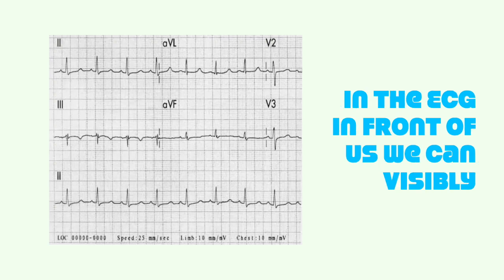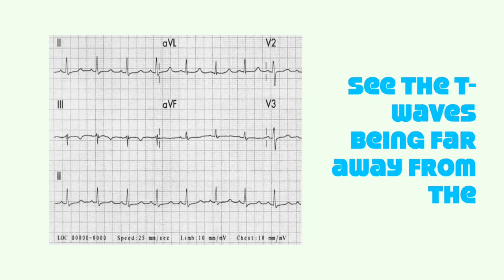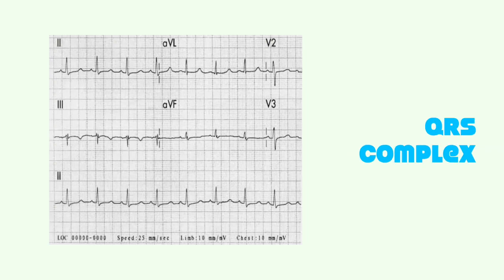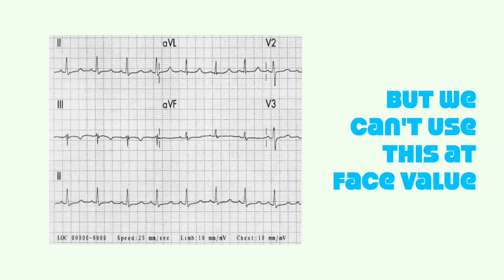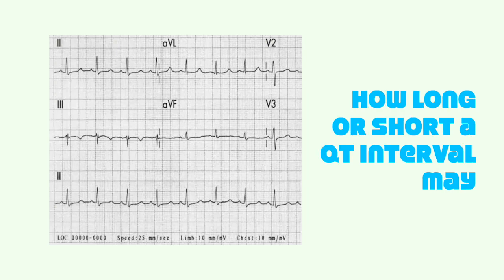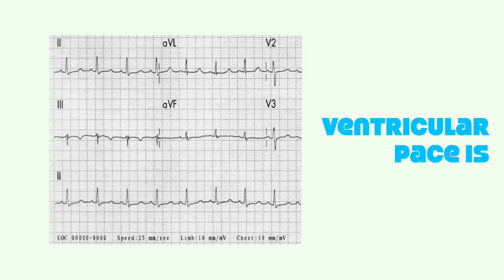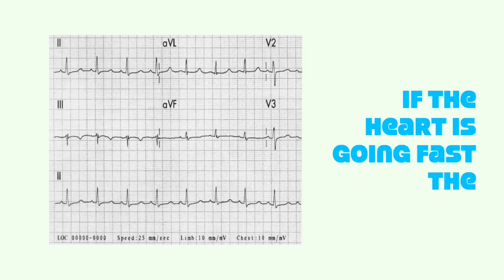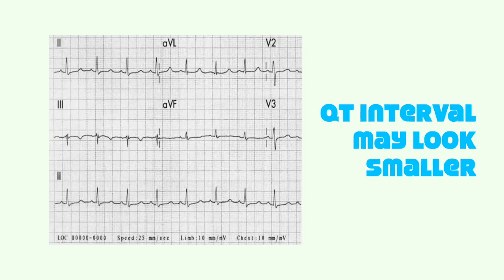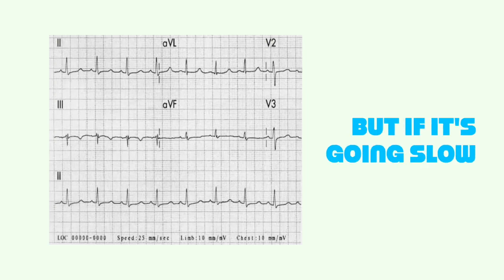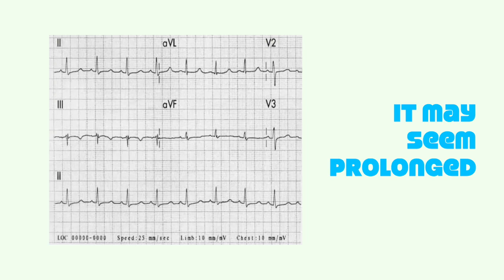In the ECG in front of us, we can visibly see the T waves being far away from the QRS complex, but we can't use this at face value. How long or short a QT interval may look depends on how fast or slow the ventricular rate is. If the heart is going fast, the QT interval may look smaller, but if it's going slow, it may seem prolonged.